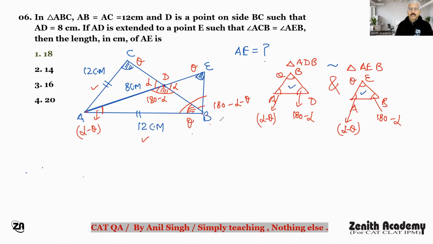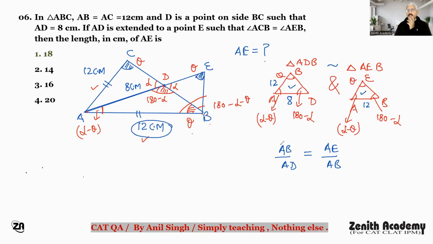So in triangle ADB, what is AB? AB is 12 and AD is 8. Here the corresponding sides are AE and AB, and AB is 12. So corresponding sides: AB upon AD of triangle ADB will be equal to AE over AB.